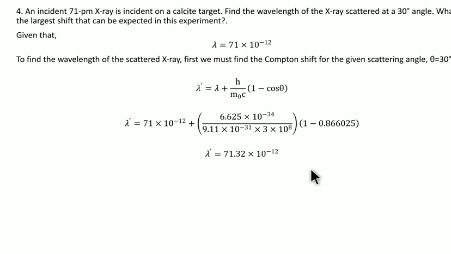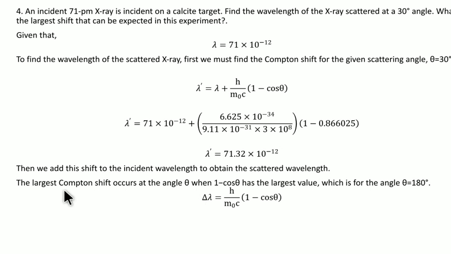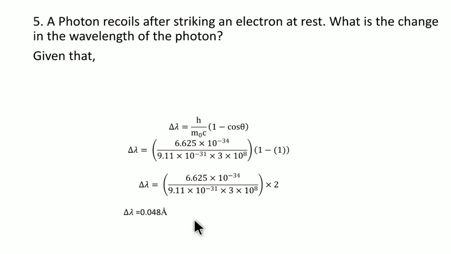Now we can also calculate the next one, the largest shift that can be expected in this experiment. The largest possible shift occurs when theta is equal to 180 degree. So we take the Compton shift equation and substitute these relations. We'll get the answer. Now we'll take the next one.